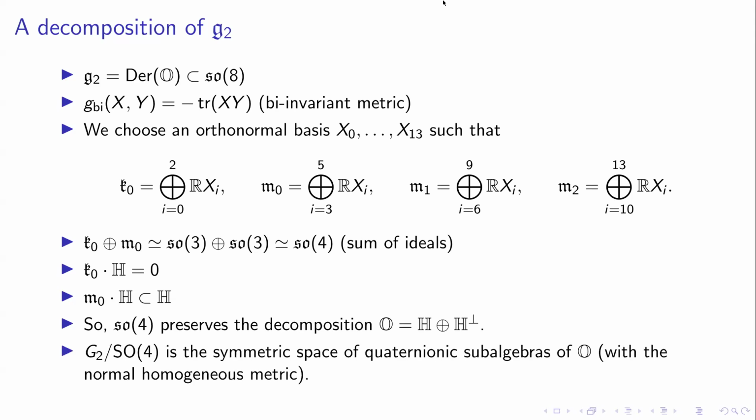Maybe this is well known to some of you. This is the classical way to describe this exceptional symmetric space G2 mod SO4 of quaternion subalgebras of the octonions. This is a symmetric space with the normal homogeneous metric.